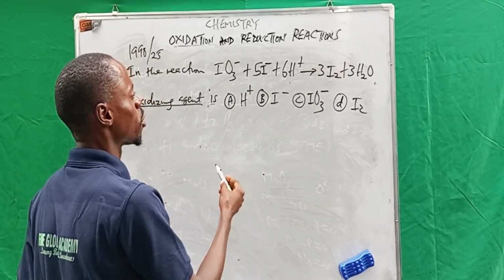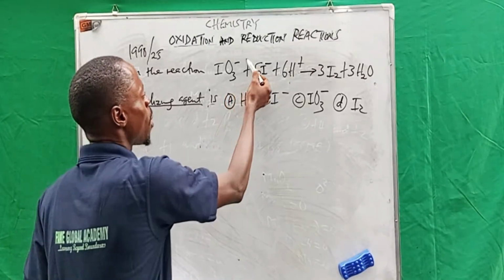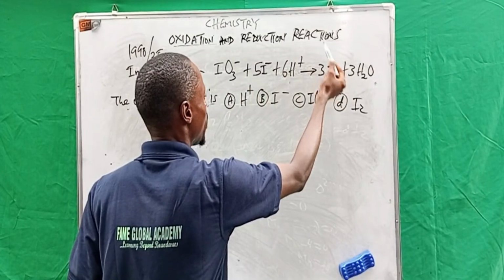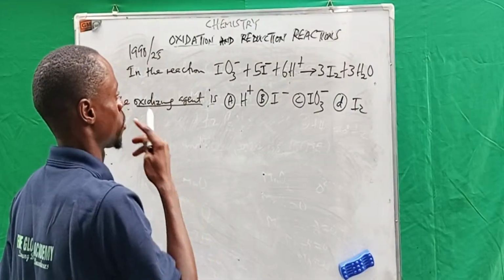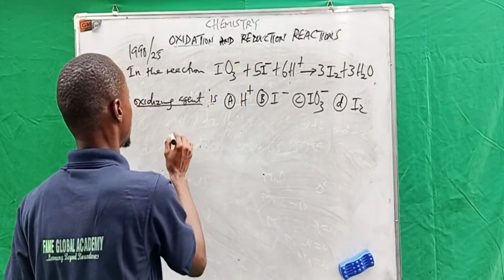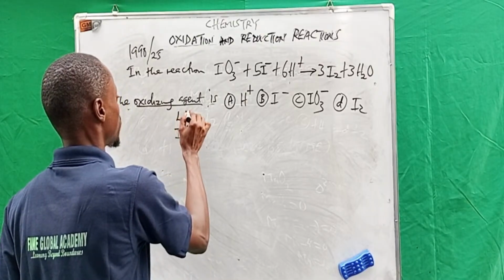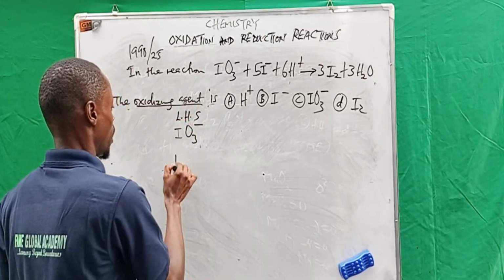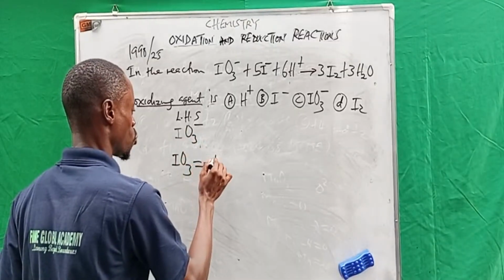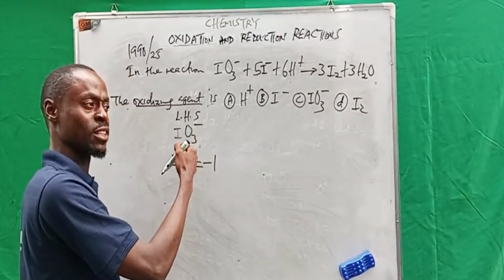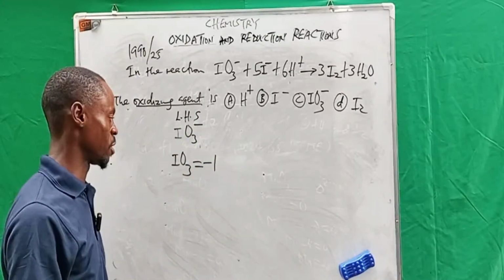So let's solve for the iodine in this compound. Then wherever we have iodine again at the product side, let's determine the oxidation number. That will help us identify the oxidizing agent. This is IO3 minus, left-hand side. IO3 minus, we equate it to minus 1. The oxidation number of any species that is bearing a charge must be equated to the charge that it is carrying.